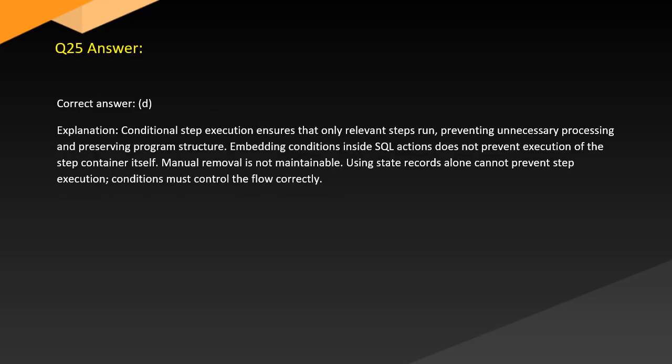Answer. Correct answer, D. Explanation. Conditional step execution ensures that only relevant steps run, preventing unnecessary processing and preserving program structure. Embedding conditions inside SQL actions does not prevent execution of the step container itself. Manual removal is not maintainable. Using state records alone cannot prevent step execution. The conditions must control the flow correctly.